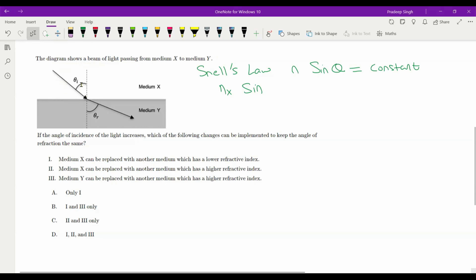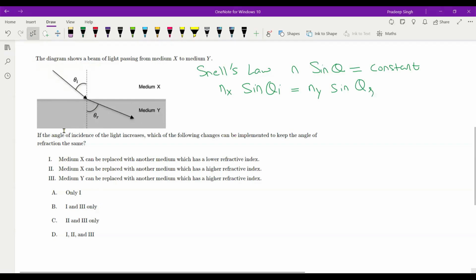So if you observe this diagram, theta I is the angle of the beam with respect to the normal in the medium X. So we will write Nx sine theta I will be equal to the n sine theta for the medium Y, which will be written as Ny multiplied by sine of the angle in medium Y, which is theta r. So we write theta r.